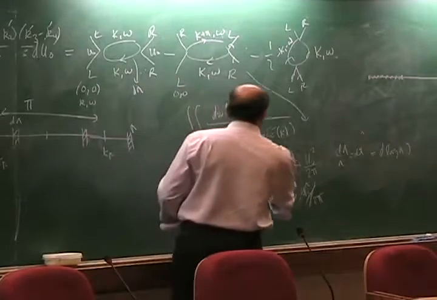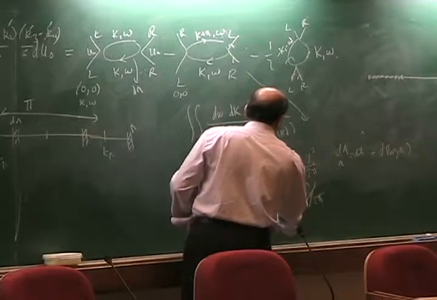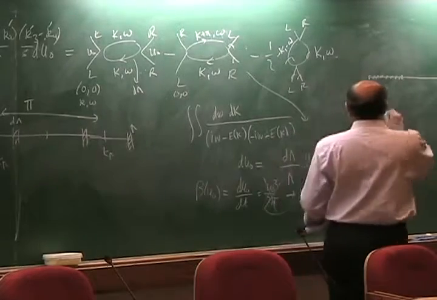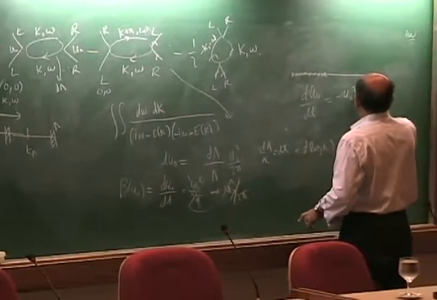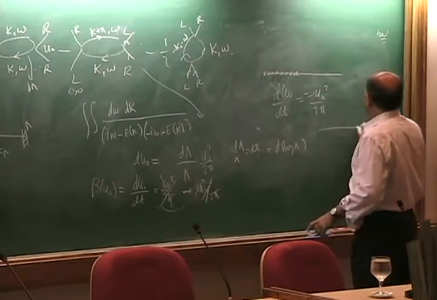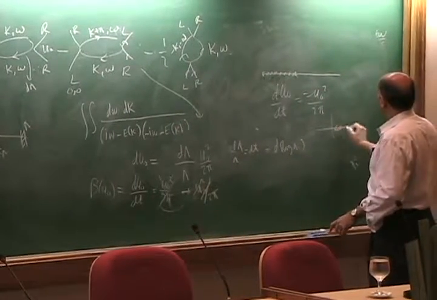Suppose this term was absent, but the second term is present. That means du0 dt is minus u0 squared over 2 pi. That means if u0 is positive, it will flow to 0.